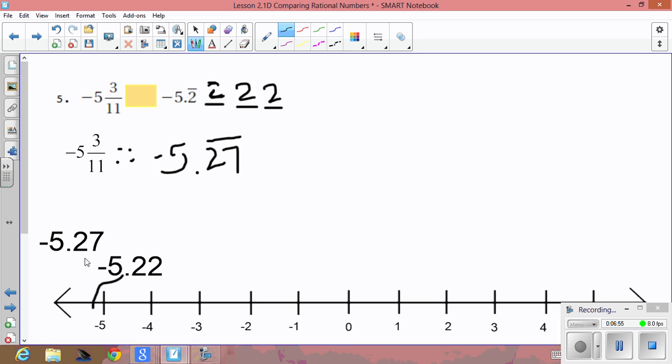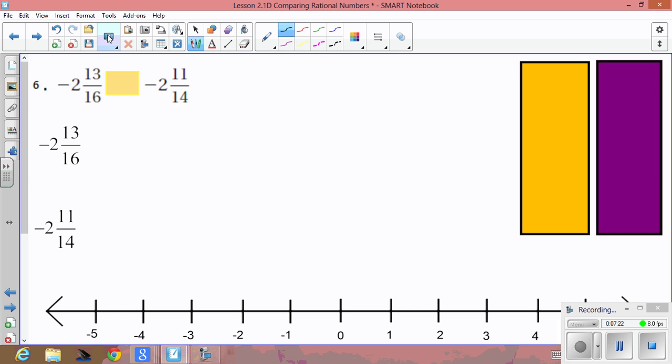And negative 5 and 27 hundredths is right about here, give or take. The estimation's a little off. So we want to look at the number that is closer to 0, which would be negative 5 and 22 hundredths. So our solution would be greater than. All right, let's go to number 6.